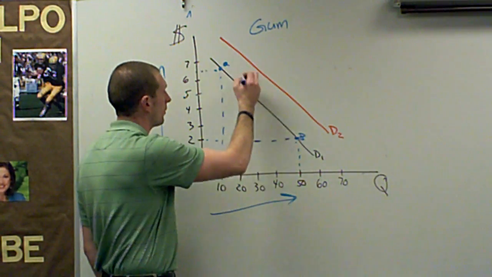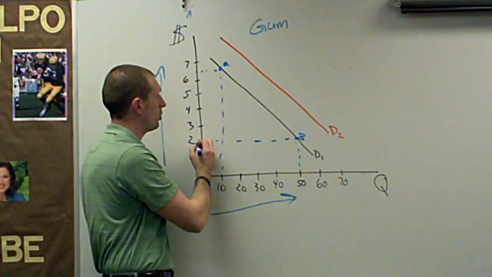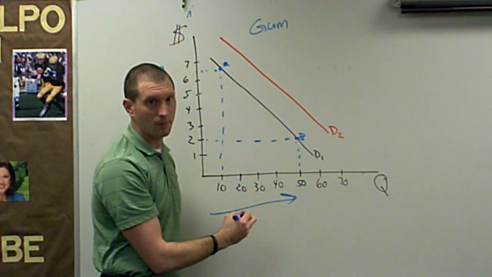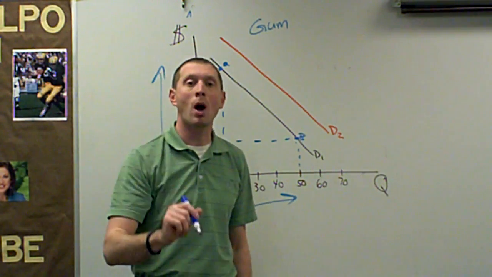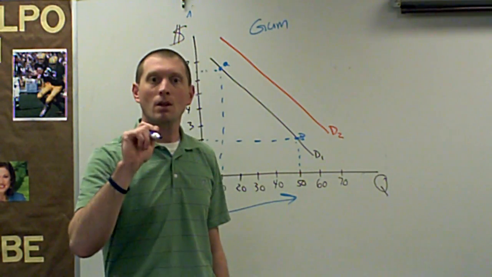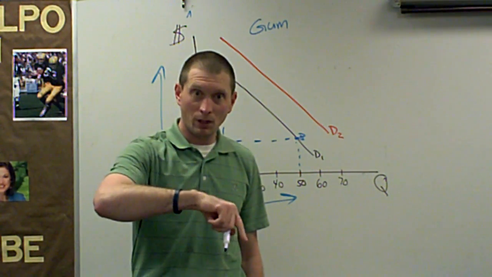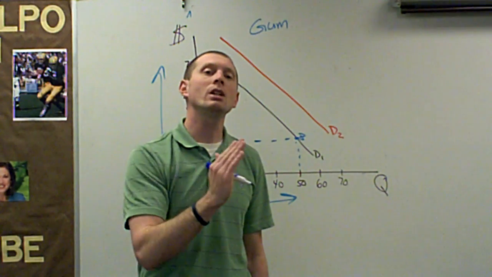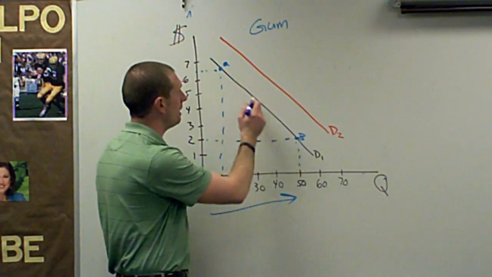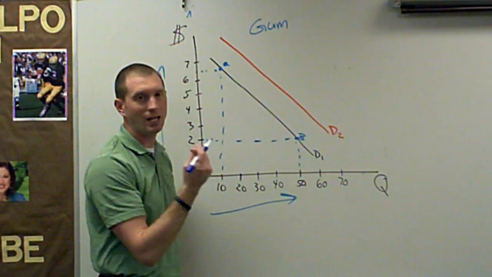Okay, so you see as we move from A to B, the price drops from $6.50 down to $2. As that price drops, quantity demanded increases. Okay, and that is what we call an increase in quantity demanded. Demand itself did not increase. A drop in price causes an increase in quantity demanded. And on the flip side, an increase in price will decrease quantity demanded. So moving from B to A will then cause quantity demanded to decrease from 50 units down to 10 units.